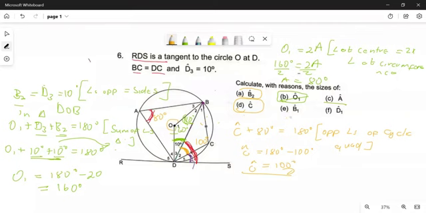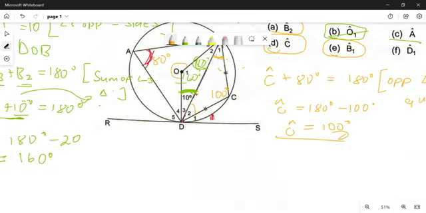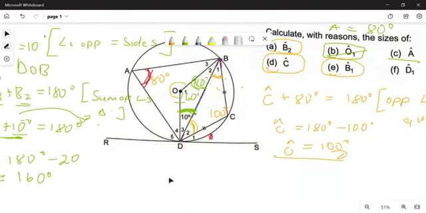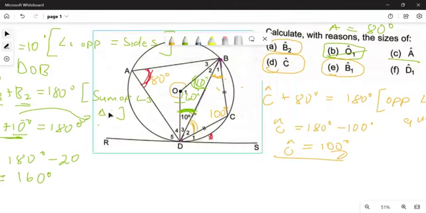We want B1 now. Yeah, Jane. Do you still remember that, Jane? Can you see now? Okay, let me do it like this. Can you see now? Okay. B1.